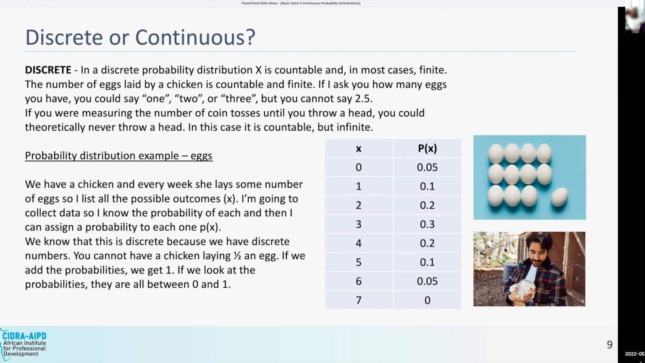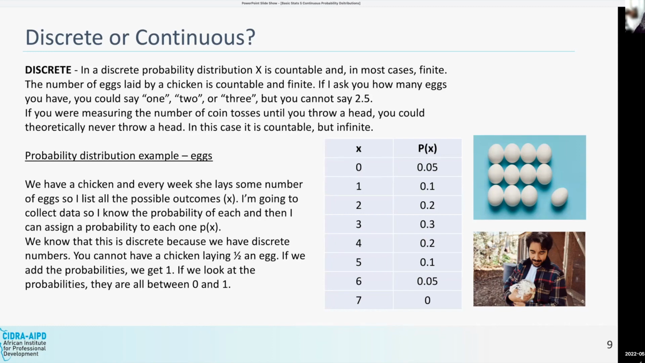If you are seeing numbers that have decimals after them, lots of decimals, then you're not generally looking at a discrete distribution. In fact, I can't think of any examples where that would be the case. So you can't have half an egg. You can't have half a throw into a basketball hoop. So that's the kind of evidence you're looking for when you're labeling it with this discrete probability distribution X.